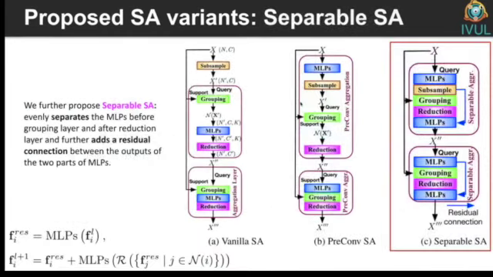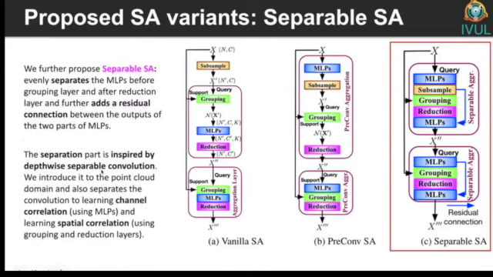We further propose the separable SA module. Compared to the PreConv SA module, our separable SA module separates the MLPs into a part before grouping and a part after reduction. And then we add a residual connection between the two parts of the MLPs.